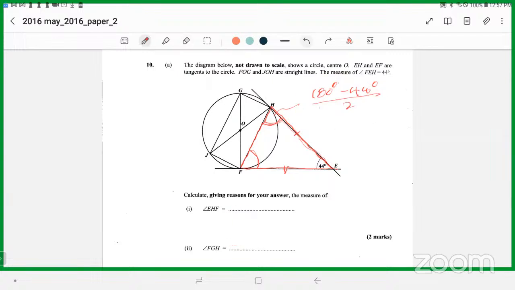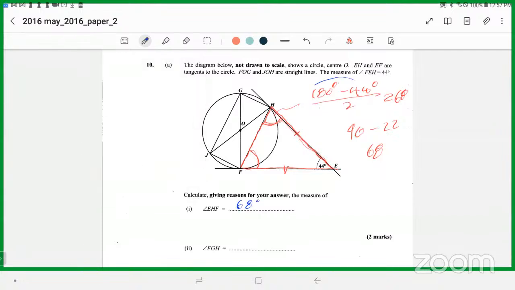So let's work it out though. That becomes actually 90 minus 22, which is 68, right? Because 90 minus 20 is 70, minus 2 more is 68. So let's work it out to 68 degrees. So this is 68 degrees. Let's write it.